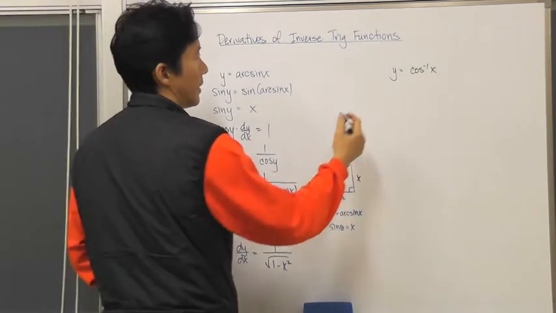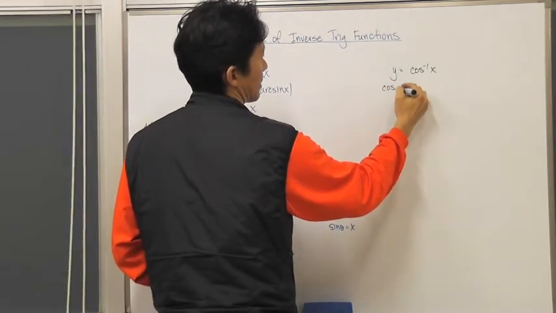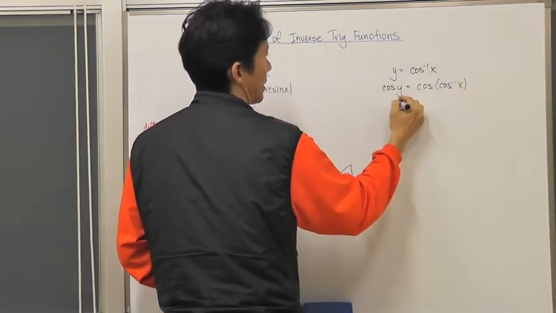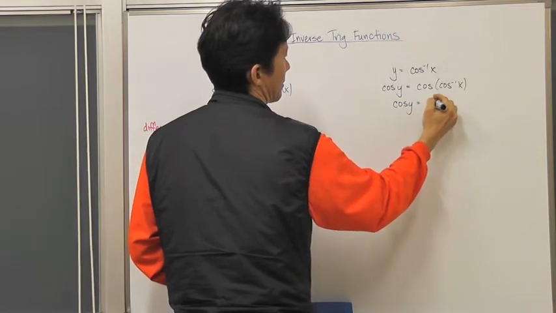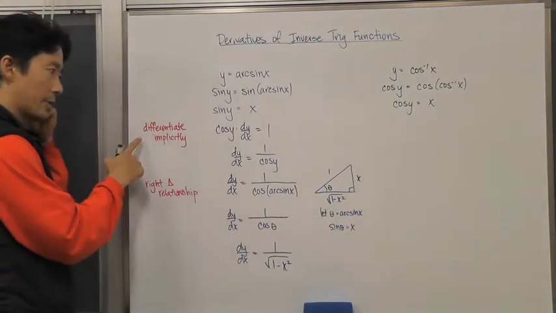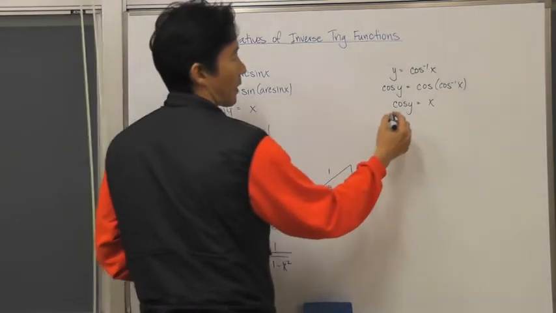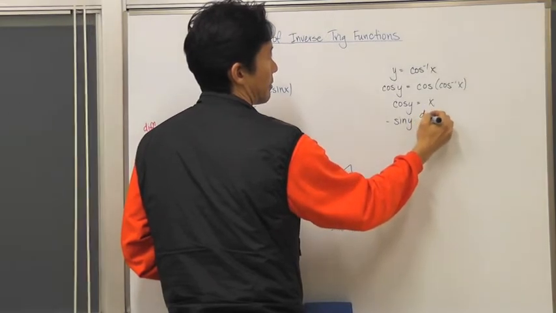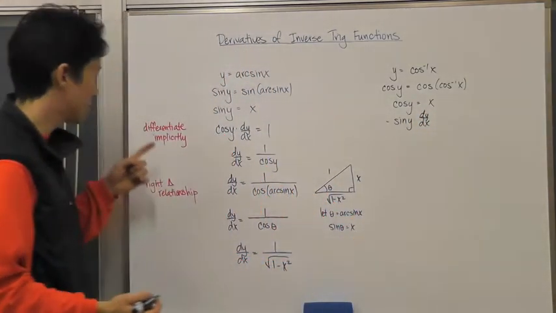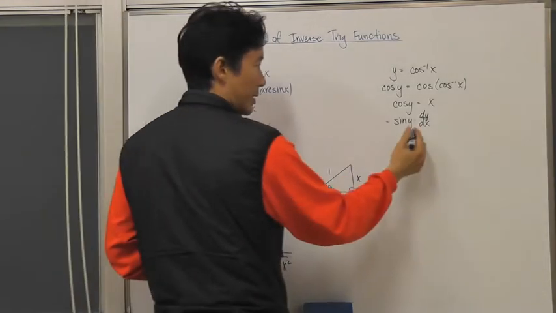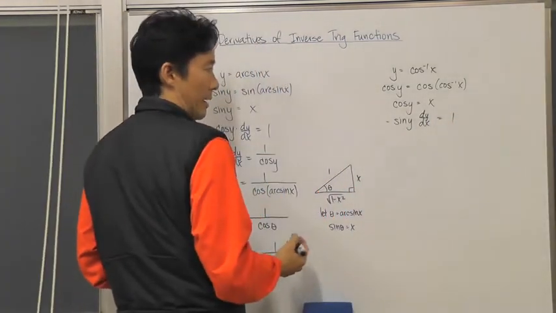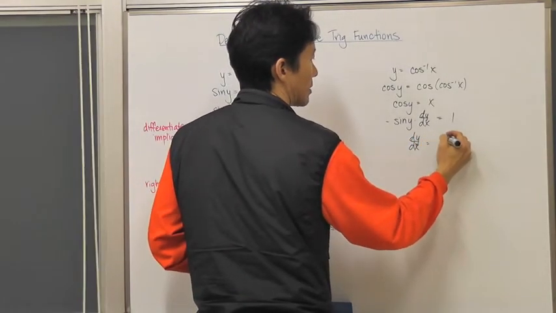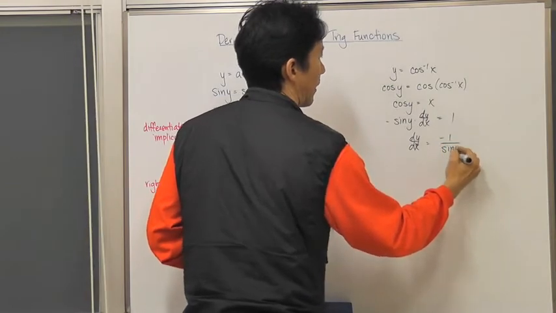Okay, so what we need to do is take the cosine of both sides. That would mean that the cosine of y is just going to be equal to x. Now we want to differentiate implicitly. So the derivative of the cosine is the negative sine of y times the derivative of y with respect to x. Again, because we're differentiating implicitly with respect to x, that is going to be equal to 1. So dy/dx is just going to be equal to negative 1 over the sine of y.